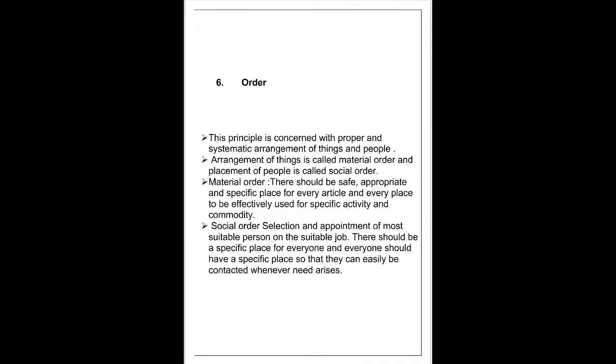Order. This principle is concerned with proper and systematic arrangement of things and people. Arrangement of things is called material order and placement of people is called social order. Material order: there should be a safe, appropriate and specific place for every article and every place to be effectively used for a specific activity and commodity. Social order: selection and appointment of the most suitable person for the suitable job. There should be a specific place for everyone and everyone should have a specific place so that they can easily be contacted whenever need arises.